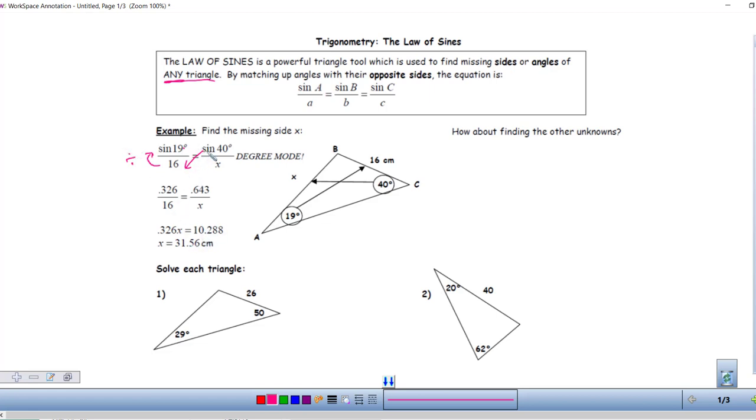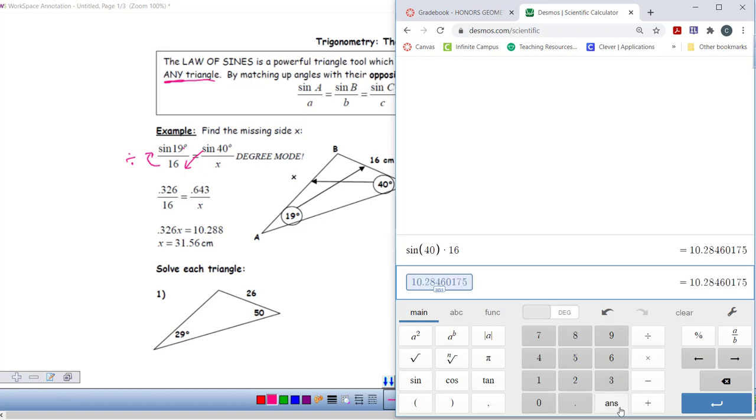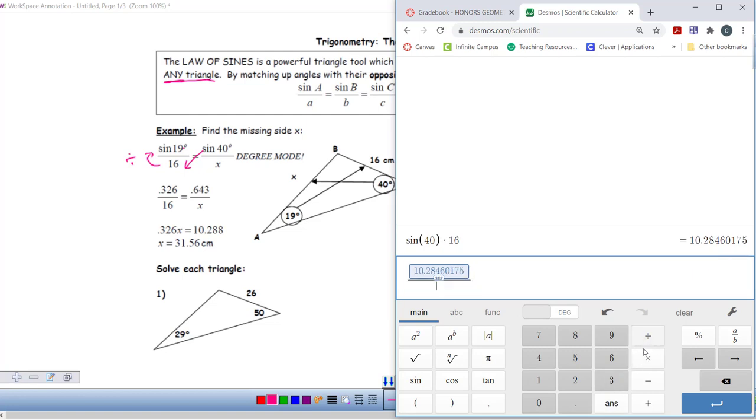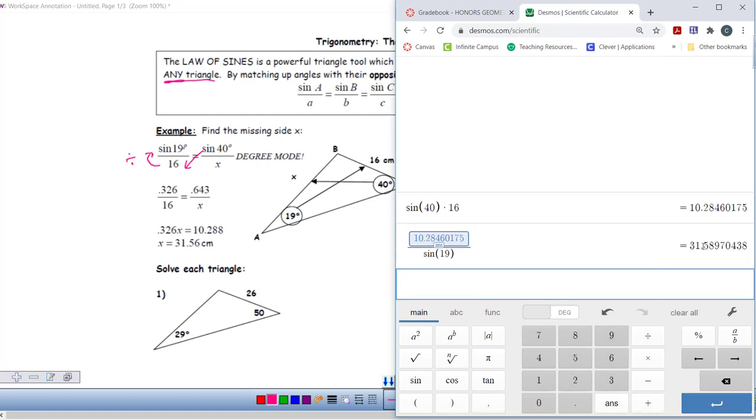This will actually be more accurate if we do it all as one big step because we don't have rounding. So we need to do sine 40 and then times 16. And then if we want to use our previous answer, this calculator has a button that says ANS, so it uses our previous answer. And then we can divide by the sine of 19 to get 31.58. This had 31.56 because they rounded some things up here.